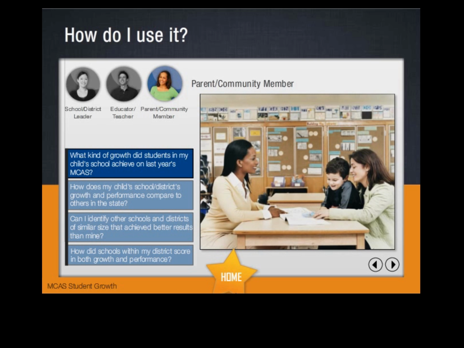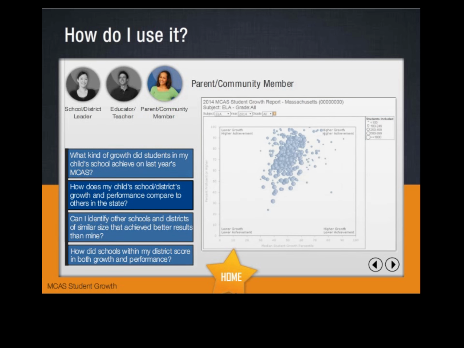You also may want to ask your principal about how your child's individual growth percentile relates to the median student growth percentile for the school. Growth is another way to understand how your child is progressing in school beyond just the achievement level they achieved. You also might want to know how your child's school's growth and performance compare to others in the state.